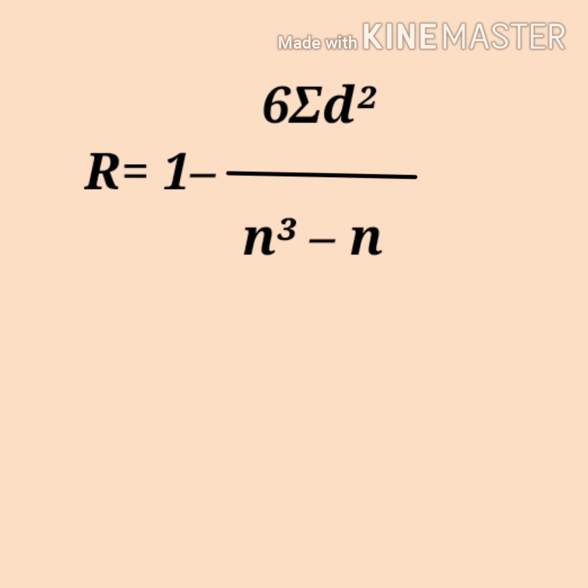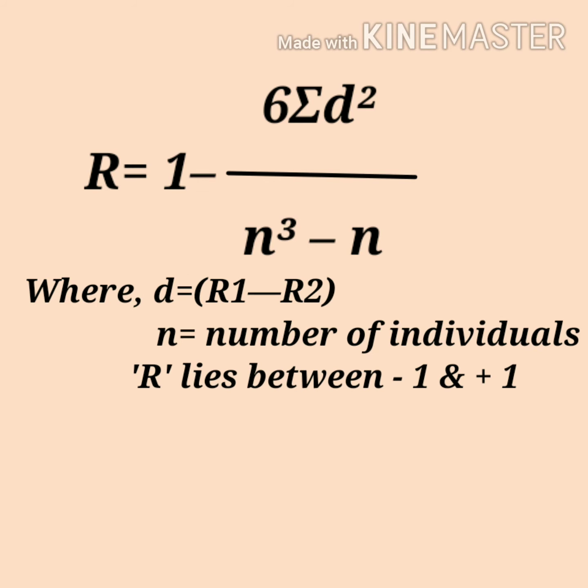Spearman's rank correlation coefficient is denoted by capital R and the formula is R = 1 minus 6 summation d square divided by n cube minus n, where d represents the difference of the ranks of an individual in the two characters and n is the number of individuals. The rank correlation coefficient lies between minus 1 and plus 1. It is the same as the product moment correlation coefficient.